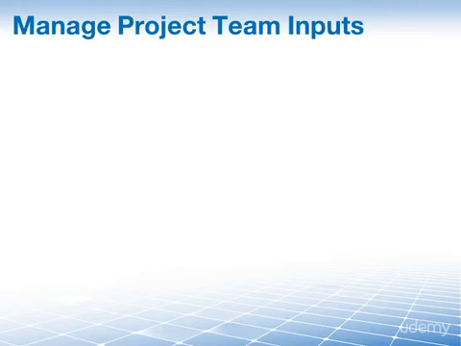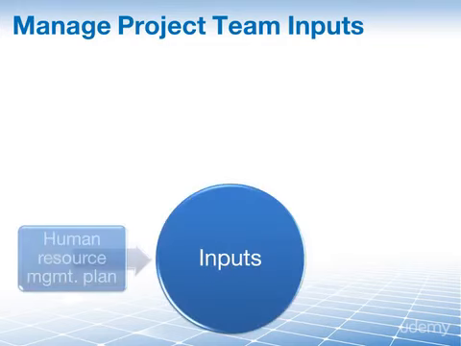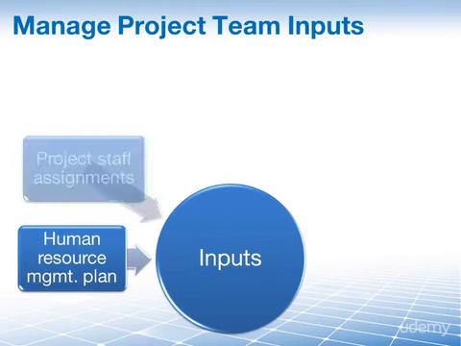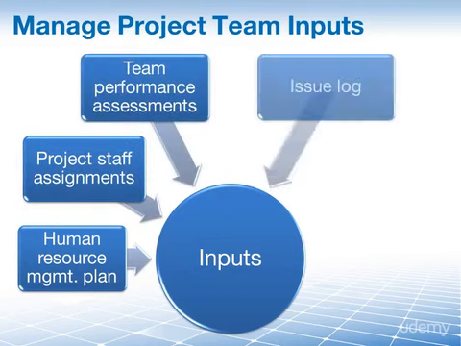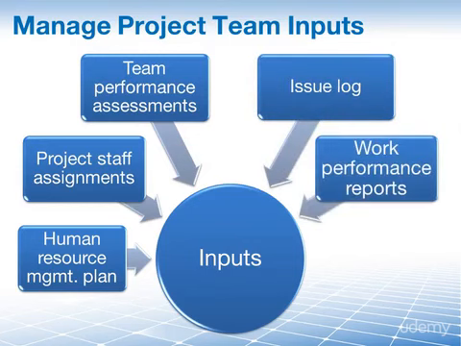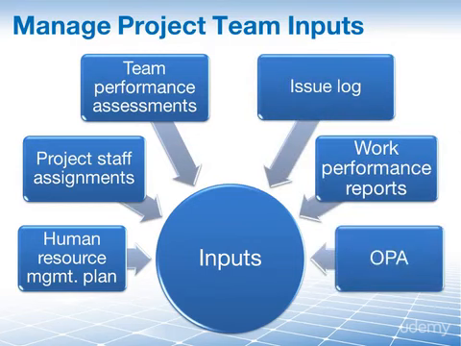So once again, we have 6 inputs to this process: the Human Resources Management Plan, the Project Staff Assignments, Team Performance Assessments, the Issues Log, Work Performance Reports, as well as Organizational Process Assets. And if you look at this logically, it won't come as a big surprise to you if I tell you that the first of these 3 inputs, the Human Resource Management Plan, the Project Staff Assignments, and the Team Performance Assessments, that they come to us from the other processes in project human resources management, in this knowledge area.